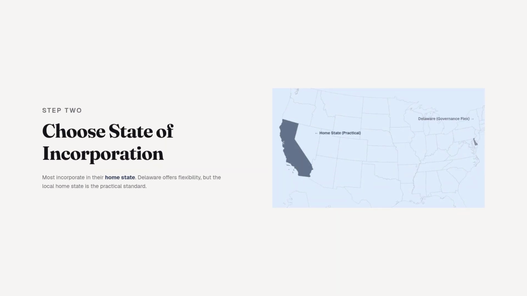Step 2. Choose your state of incorporation. Next, decide where to incorporate. Most organizations choose their home state for practical reasons, though some opt for Delaware for its governance flexibility. For most nonprofits, home state is the simpler, more practical path.